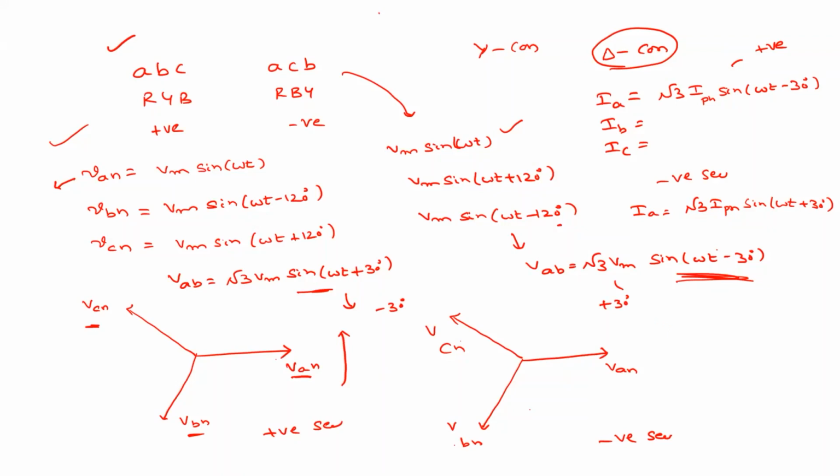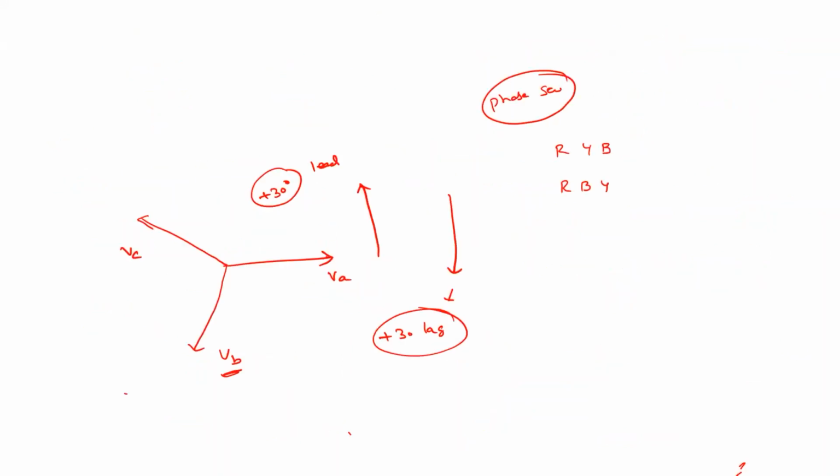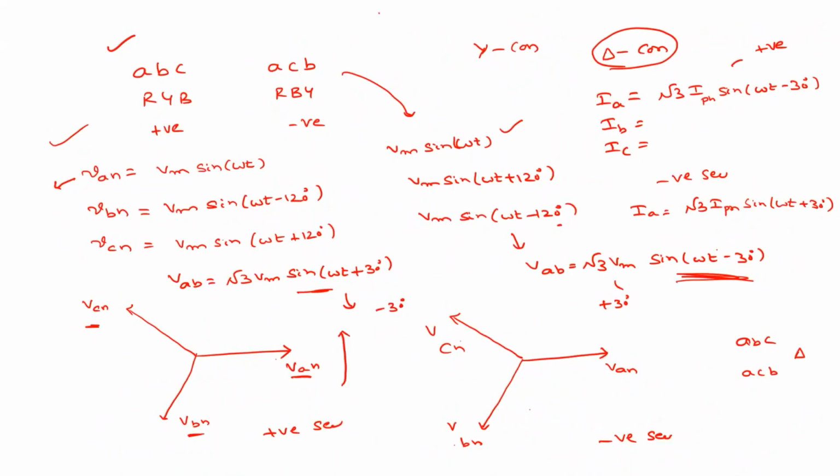Understood? Take the ABC phase sequence and the ACB phase sequence in delta connected systems and prove the relationship between line voltages and line currents, one being plus 30 degrees and the other minus 30 degrees, in the same manner. We have already done this, so based on that, you have to do it again. Clear? Understood? Yes, sir. So do that as an assignment. I will ask randomly in the next class.